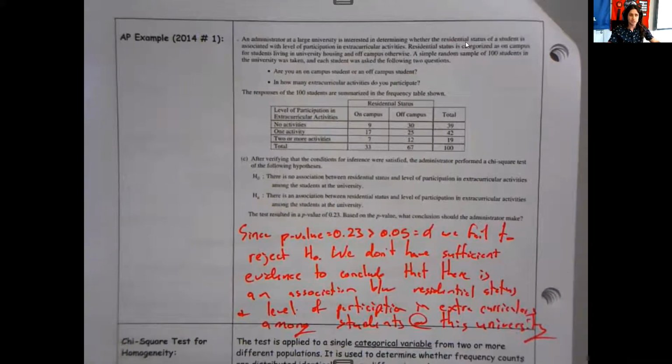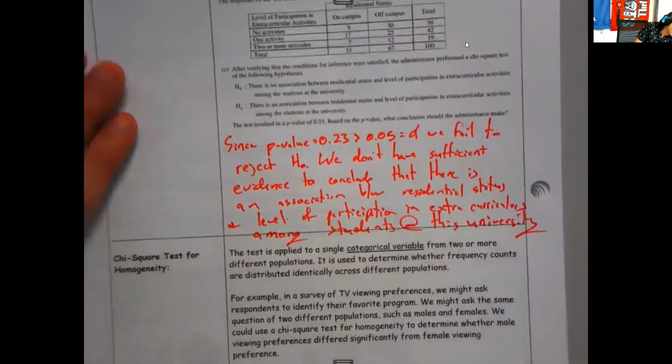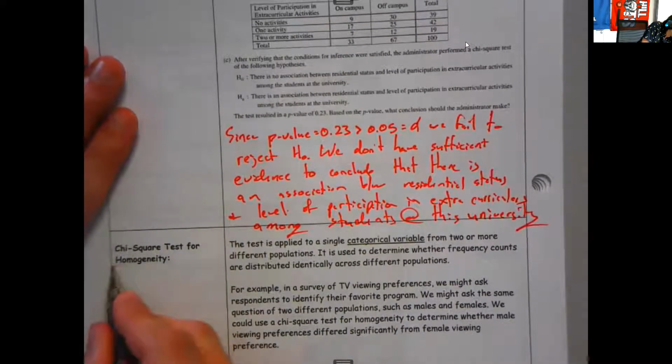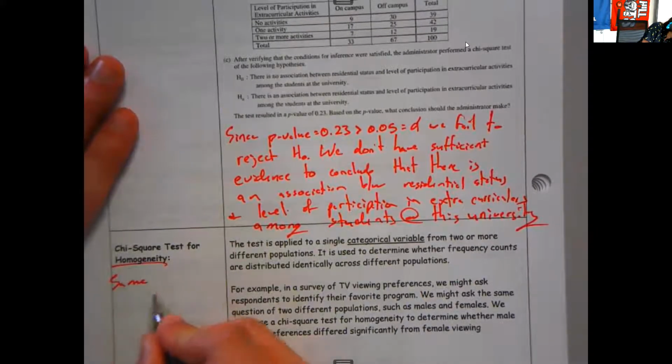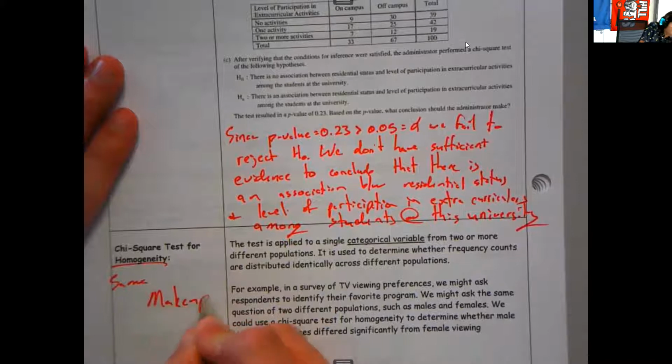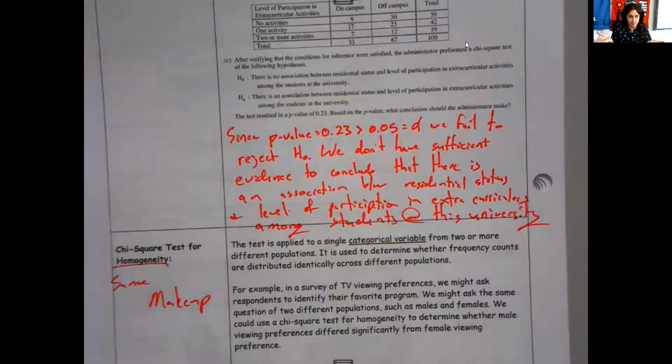So we can do chi-square tests for independence. Is this variable associated with that variable? In the exact same way, we can do chi-square tests for homogeneity. Homogeneity, same makeup. Are they the same? So we go in assuming they're the same, and we say, are these different enough to conclude otherwise?